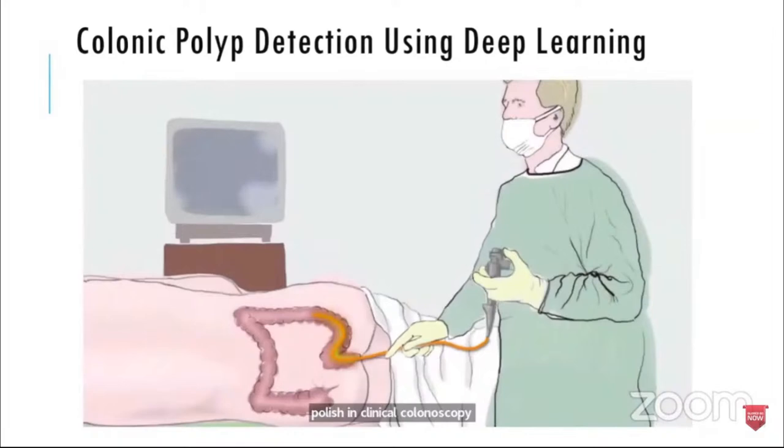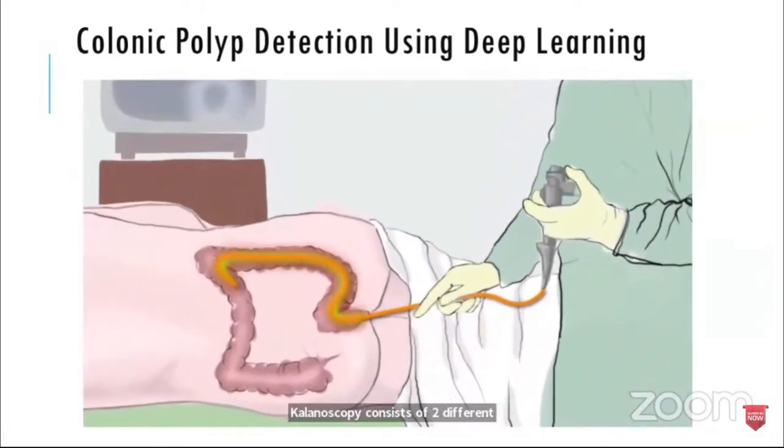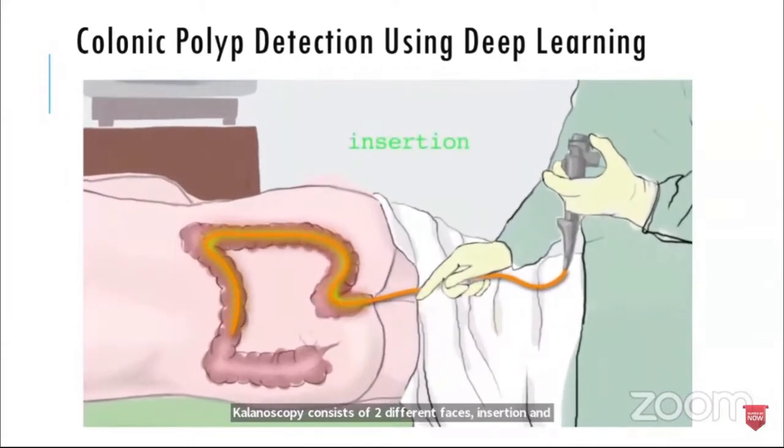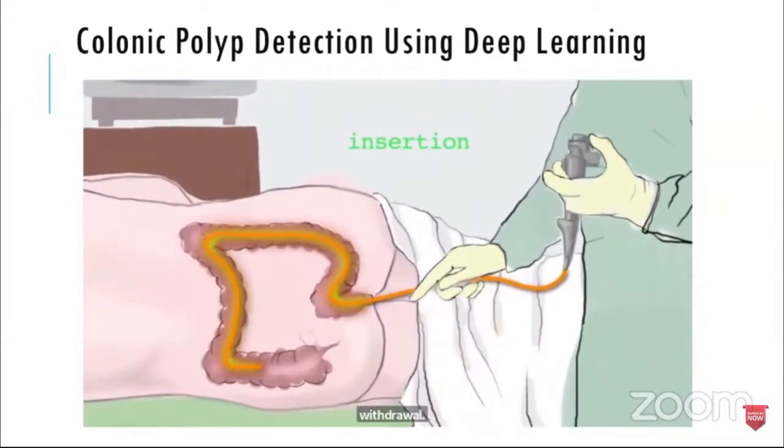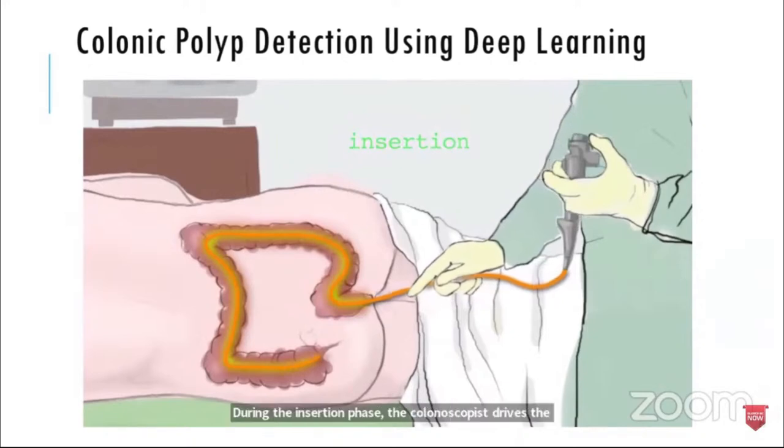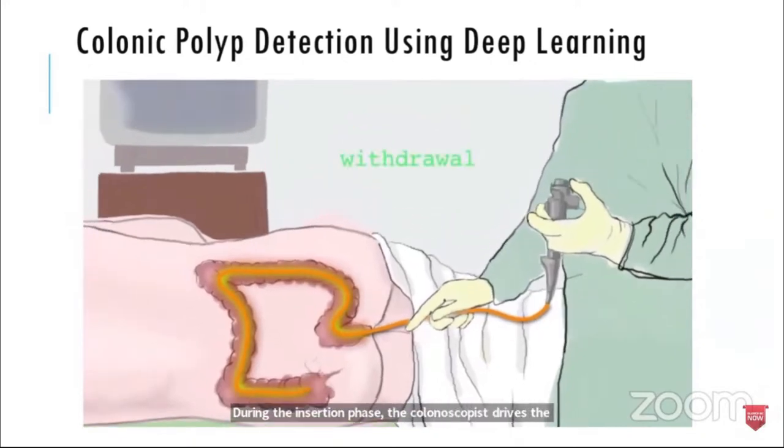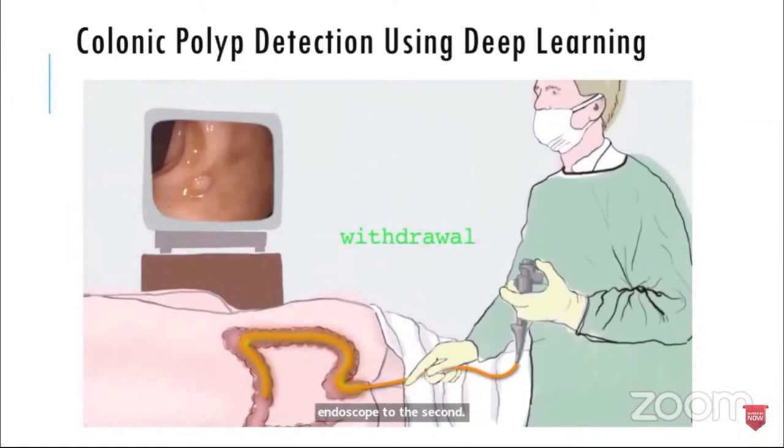Colonoscopy consists of two different phases, insertion and withdrawal. During the insertion phase, the colonoscopist drives the endoscope to the cecum. During the withdrawal phase, the actual intervention is performed.